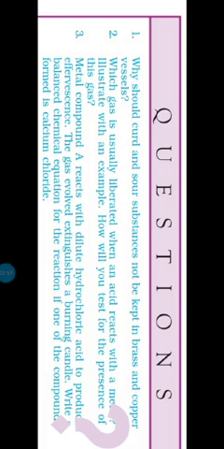Which gas is usually liberated when an acid reacts with a metal? Illustrate with an example. How will you test for the presence of this gas? When a metal reacts with acid, salt and hydrogen gas are produced. For example, when zinc reacts with sulfuric acid, zinc sulfate and hydrogen gas are produced.